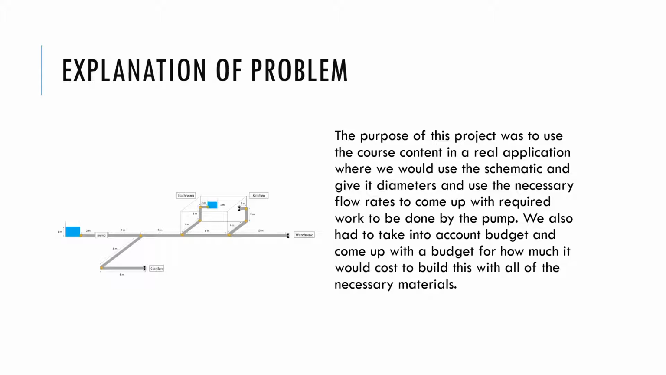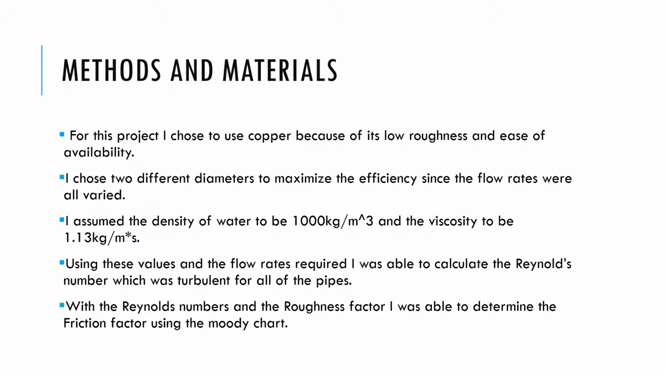The purpose of this project was to use course content in a real-life application where we were given a schematic and flow rates, and we got to choose the diameters and the pumps, the fittings, valves, elbows, whatnot, and come up with a budget for how much all of it would cost. For this project, I chose to use copper because it has low roughness and ease of availability. I chose 2 different diameters to maximize efficiency since flow rates were all varied.